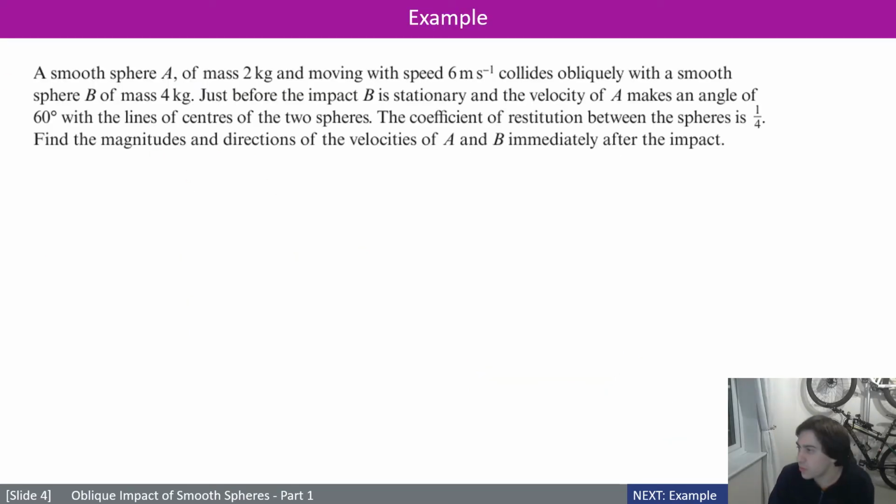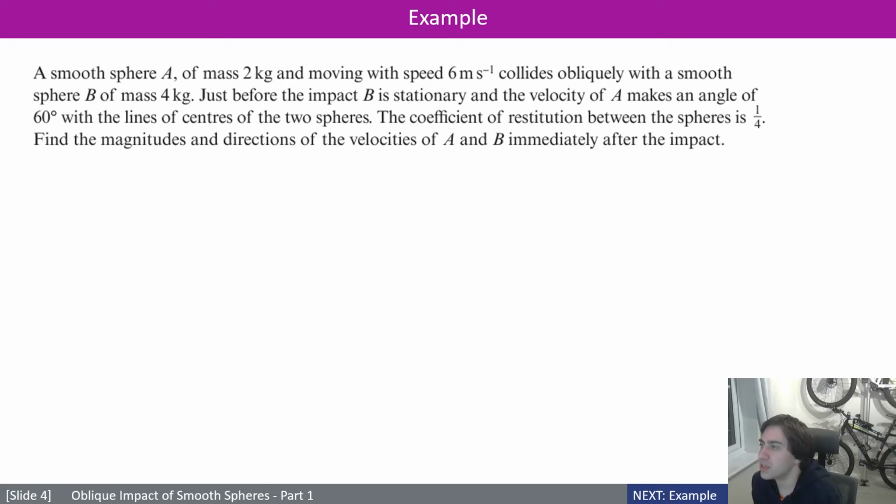So I'm going to run through two examples, and then you'll get a chance to do some questions. So let's look at the first of these. In doing this example, you'll also see how I suggest we create the diagram of what's going on. So we have a smooth sphere A, mass 2 kgs, and it's moving with a speed of 6, and it collides obliquely with another smooth sphere B of mass 4 kgs. And just before impact, B is stationary.